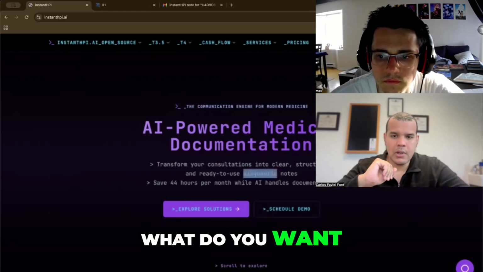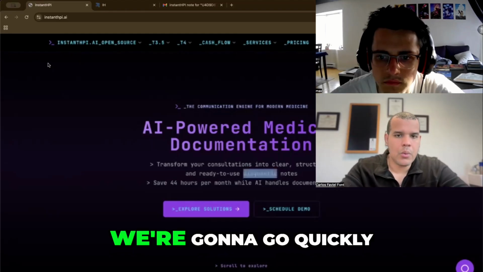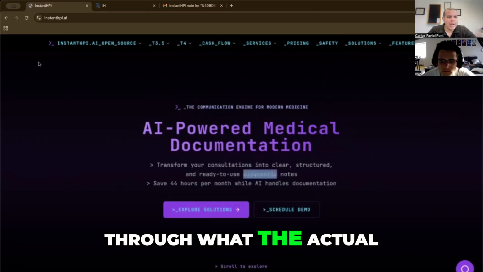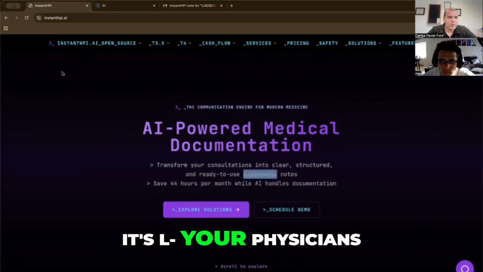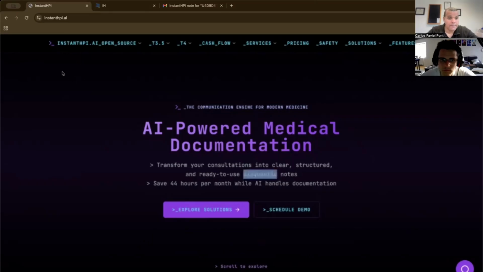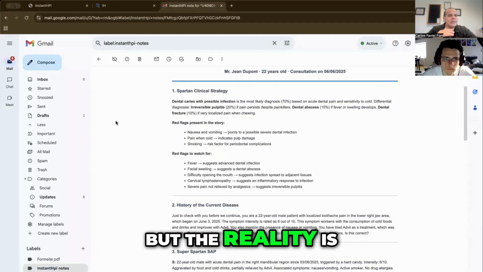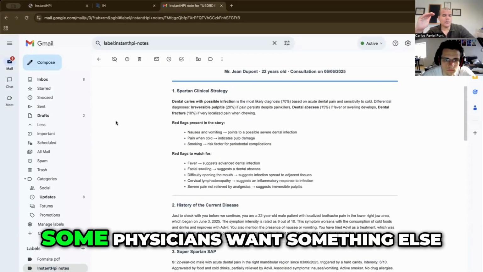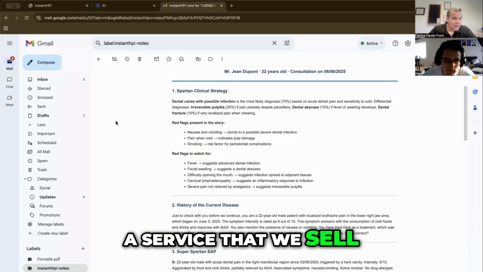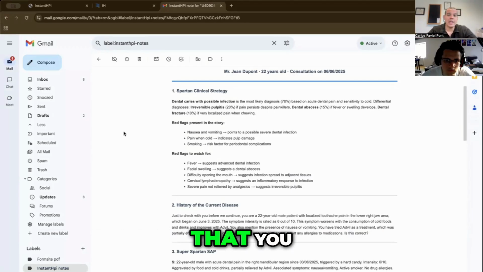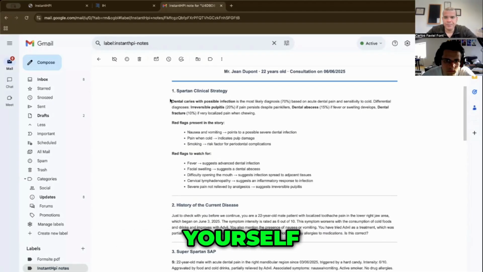I have things that I haven't shown you here, and we're gonna go quickly through what the actual form does for the doctor, and you'll see it's a lot. Your physicians are gonna be like, what the, this is possible, right? But the reality is that some physicians want something, some physicians want something else. And this also is a service that we sell. It's a programming service that you will be very capable of taking care of yourself.